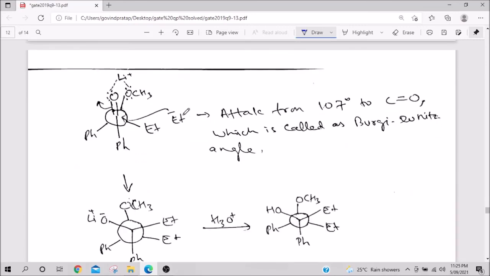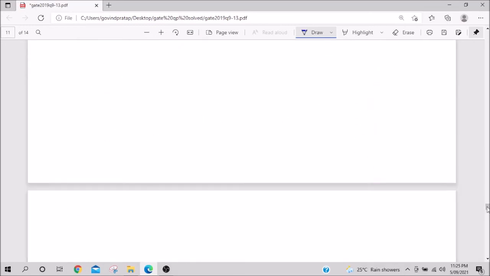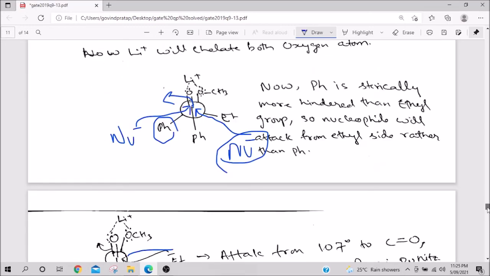So, what is the nucleophile? Et minus, because it was EtLi. So, Et minus comes and attacks here, this O comes here. So, OLi, Et, and this Ph remains here, and you get this. So, this is the product. So, the answer was B, that is Cram's chelation model.